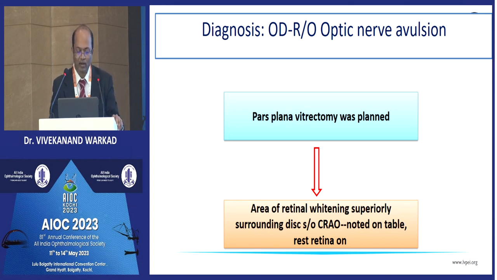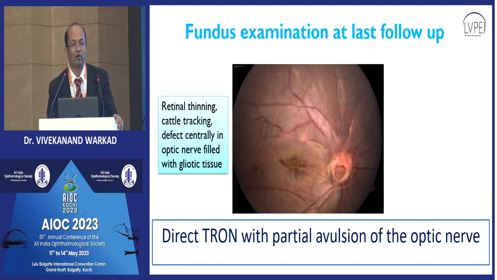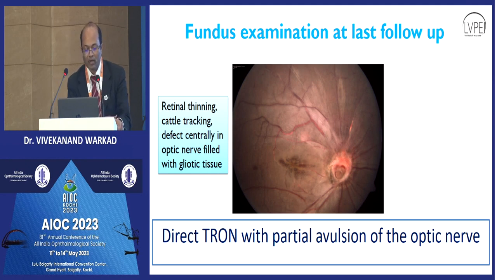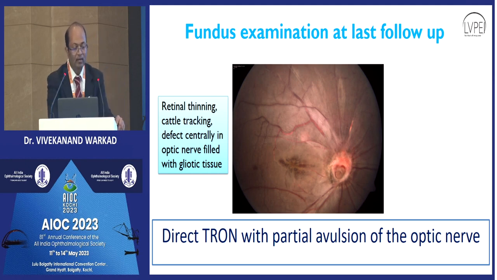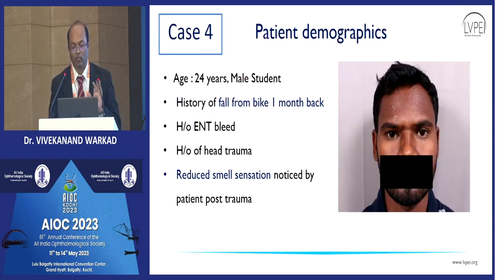This patient had undergone pars plana vitrectomy, and that elucidated the picture of what's going on inside. Basically there was retinal thinning with cattle tracking, and a central defect in the optic nerve head with gliotic tissue, which was suggestive of partial optic nerve avulsion, where the prognosis is extremely poor.